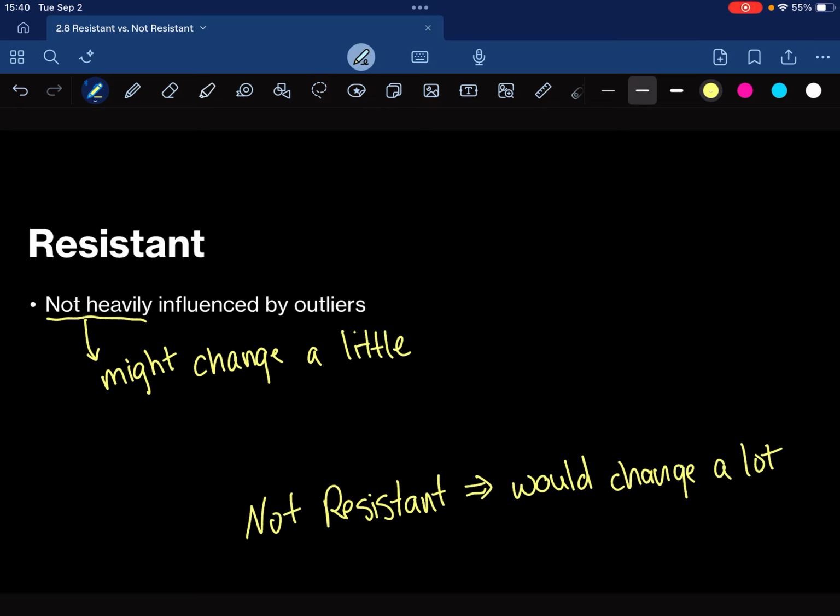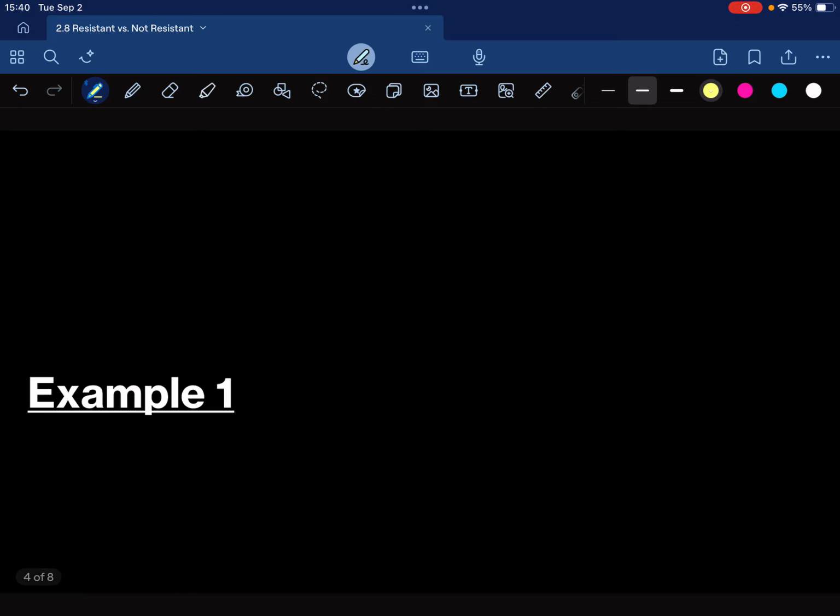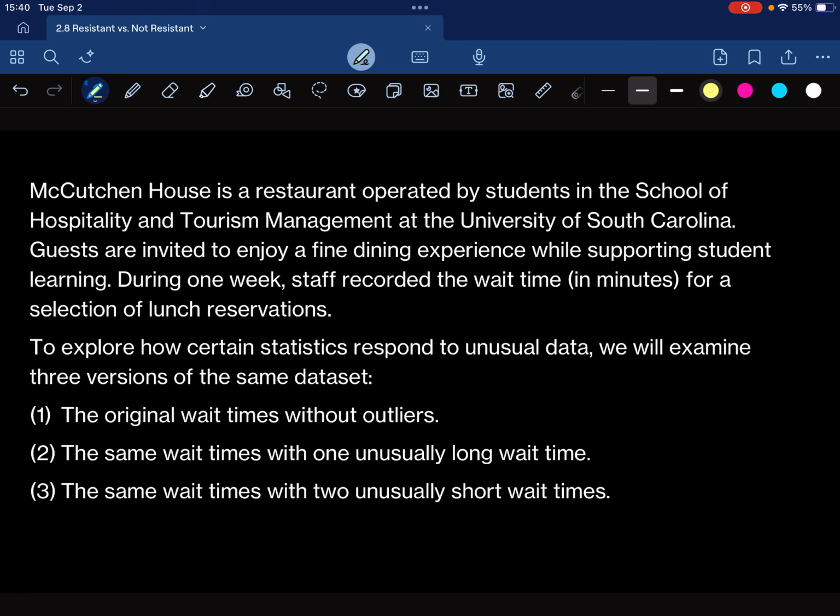I'm going to take this time to jump into an example. Our example talks about the McCutcheon House, a restaurant operated by students in the School of Hospitality and Tourism at the University of South Carolina. Guests are invited to enjoy a fine dining experience while supporting student learning. During 1 week, staff recorded the wait time, which is going to be our variable, in minutes for a selection of lunch reservations. To explore how certain statistics respond to unusual data, which are going to be our outliers, we will consider three versions of the same data set.